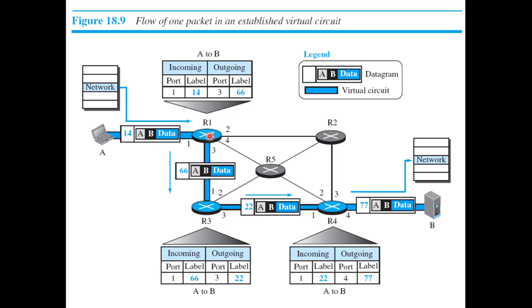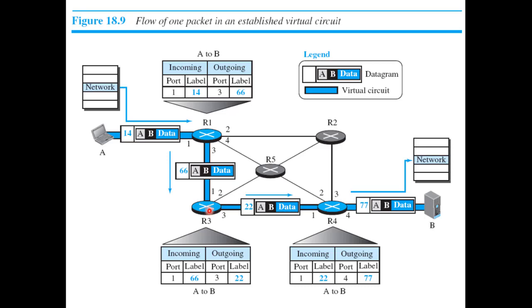Once this packet is received at router R1, it says that this packet is coming from interface number 1 and has a virtual circuit number of 14, so it consults its table and says that it needs to send that packet to port number 3 with the virtual circuit number 66. So it sends that packet to port number 3 and updates the virtual circuit number to 66.